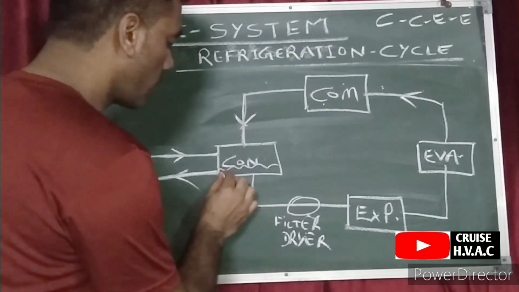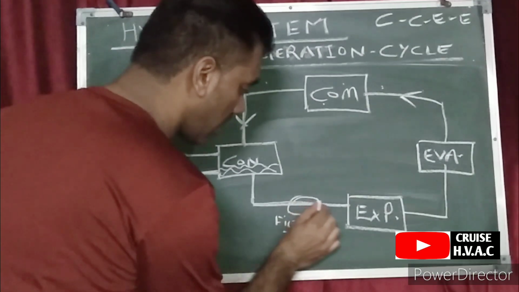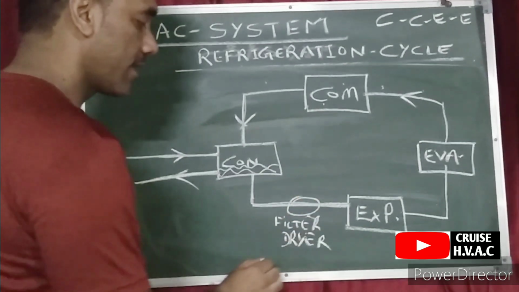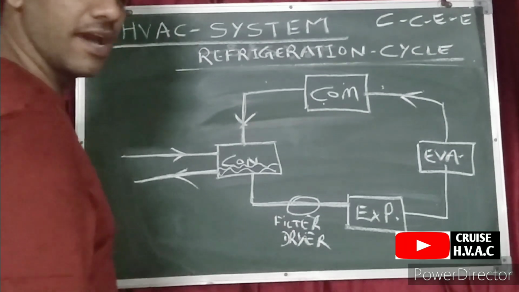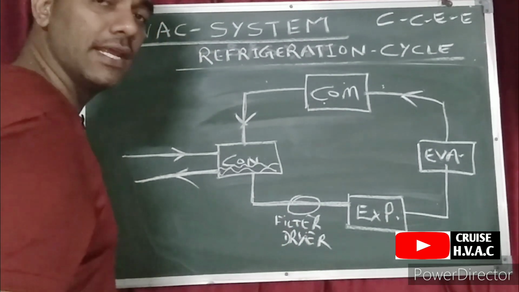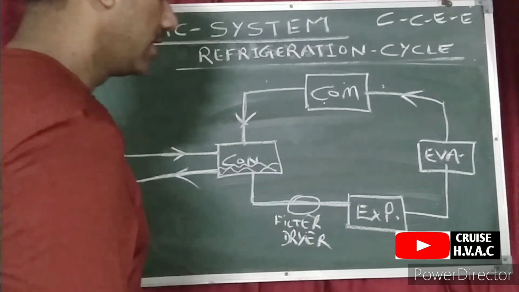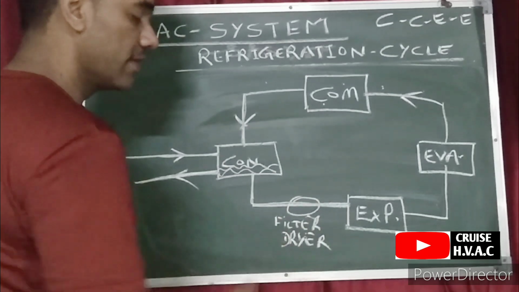So this liquid form of refrigerant goes to the expansion valve through the filter dryer. In the filter dryer the refrigerant gets filtered, and if any moisture, air or any non-condensable substance is in the refrigerant, it can be absorbed by the filter dryer.